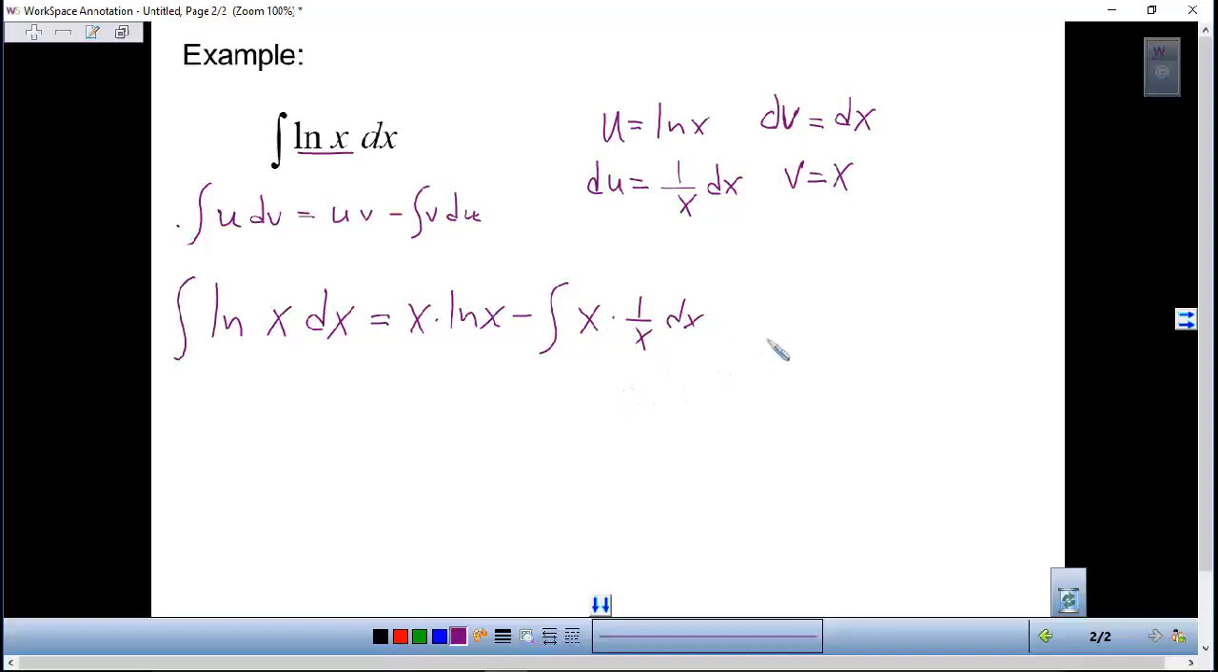And what happens with the x times 1 over x? Well, that's going to cancel out to leave you with just 1 dx. And what's the integral or the antiderivative of 1? It's just going to be x. So we end up with x natural log of x minus x plus c. x times 1 over x gives us just a big fat 1, and integral of 1 dx is just going to be x.